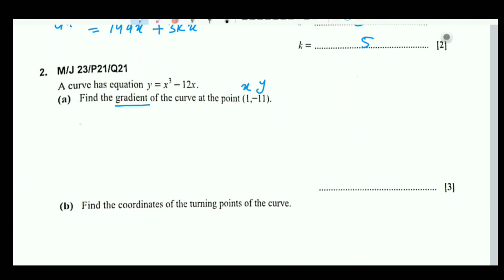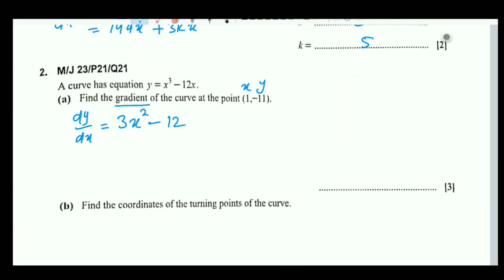So dy over dx is equal to, as I told you, gradient of a curve is differentiation. So for gradient we will find here differentiation of this equation. So dy over dx is 3x, we subtract 1 from 3, we get 2, minus 12x, differentiation will be 12, as I told you. So this is the first differentiation.